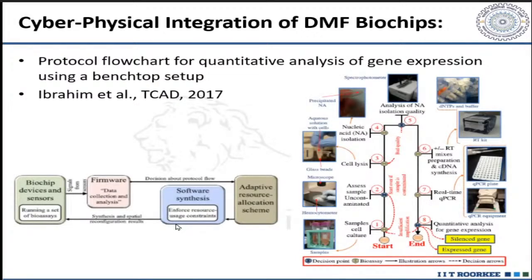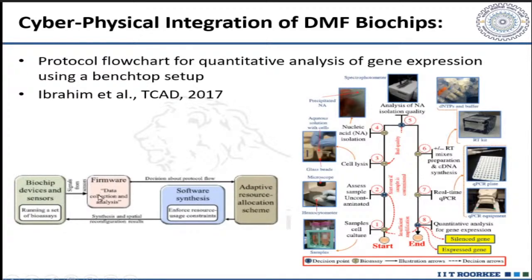Okay, this is another work which talks about a different type of bioassay. They talk about one bioassay, and they show how the firmware, basically the data collection and the analysis, works. So the biochip device and the sensors are one part, and there is software synthesis, which is the computer part, the cyber physical system, and there is a data collection and analysis part, which is firmware.